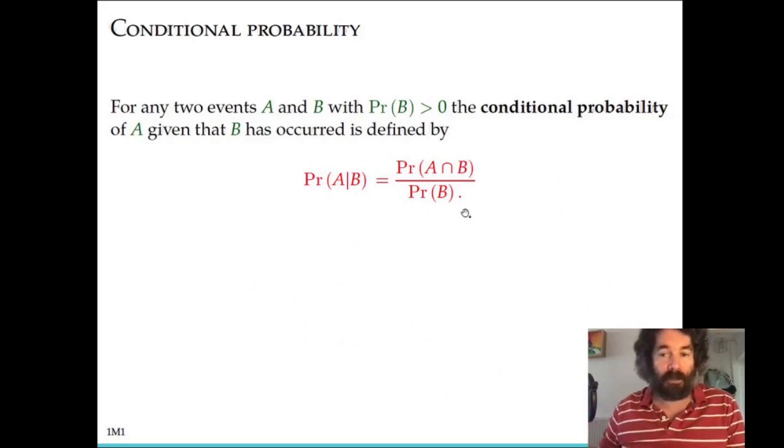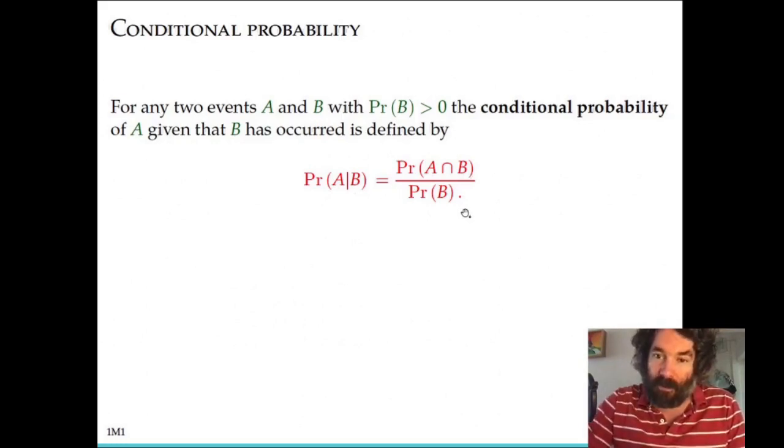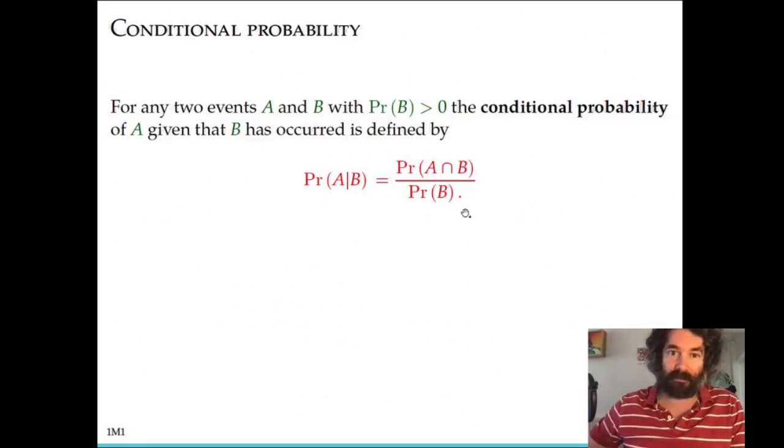If you think about drawing a Venn diagram of A and B, this is like you replace the entire sample space by just the space B, and then take the proportion of B where A also occurs, and that is then the probability of A given that B has occurred.